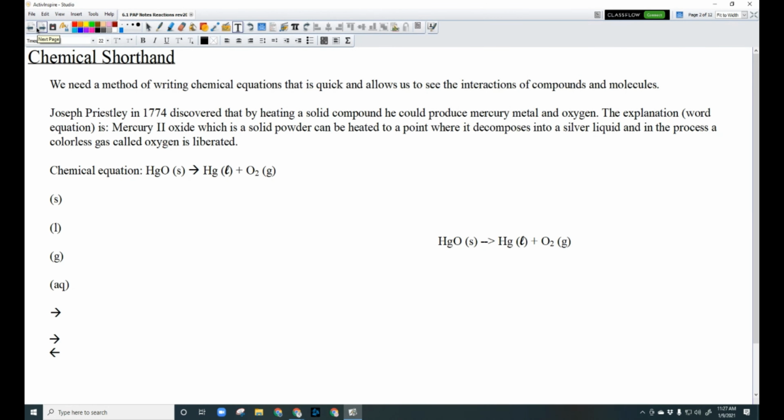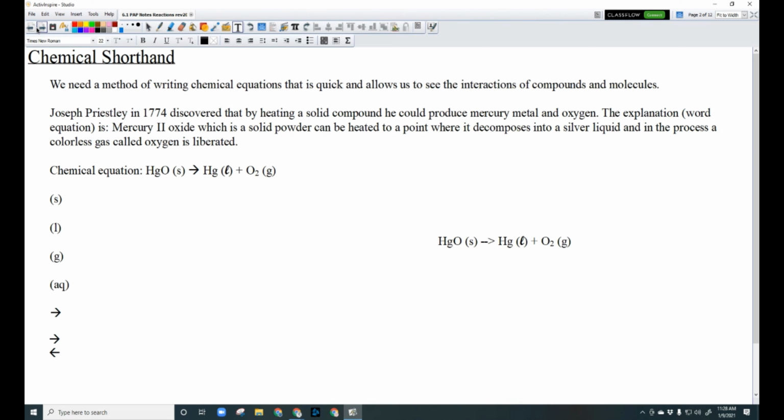Before we start talking about chemical reactions, we have to get clear the chemical shorthand that's going to be used. We need a method of writing chemical equations that's quick, like texting is quick. You don't spell out every word when you text, you use a lot of abbreviations because that's a quick kind of communication. Chemistry does the same thing, and this allows us to see the interactions of the compounds and the molecules that are happening without having to work around all the big heavy words that are there.